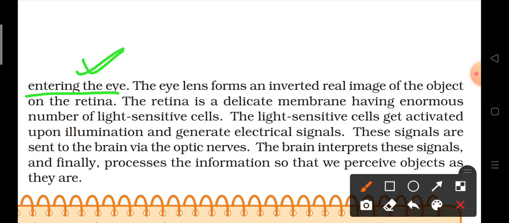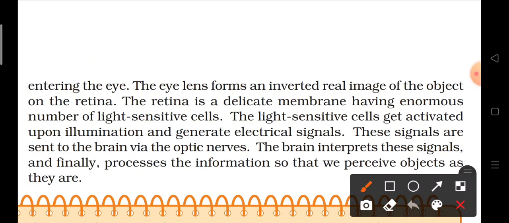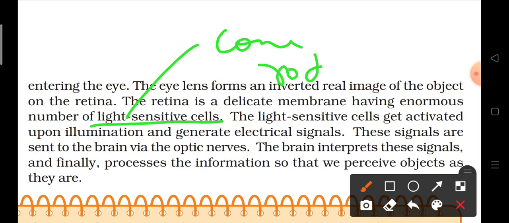Okay, the eye lens forms an inverted and real image. आई लेंस कैसी इमेज बनाता है? Real and inverted. This is important. The eye lens forms a real and inverted image of the object on the retina. The retina is a delicate membrane having an enormous number of light sensitive cells. रेटिना क्या है? लाइट सेंसिटिव है और इसके पास लाइट सेंसिटिव सेल्स हैं. इसके पास दो टाइप के लाइट सेंसिटिव सेल हैं, कोन एंड रॉड. Cone shaped and rod shaped cells.